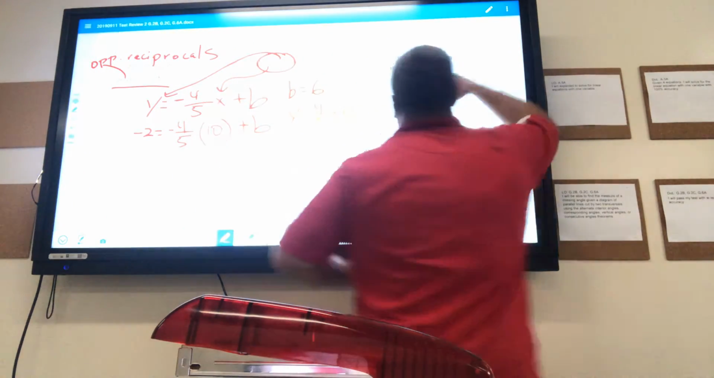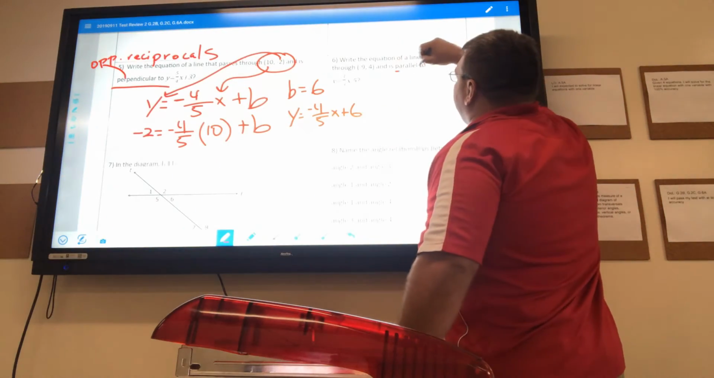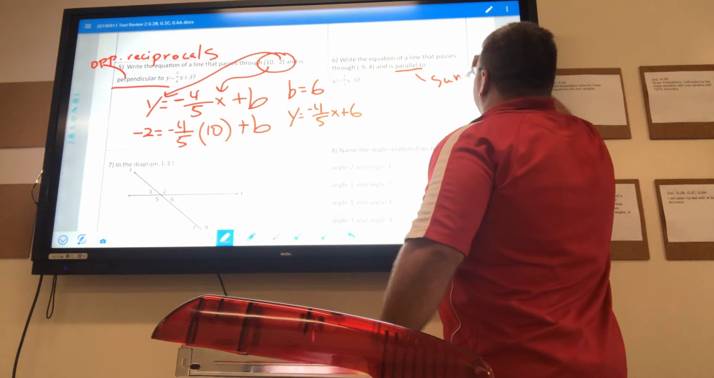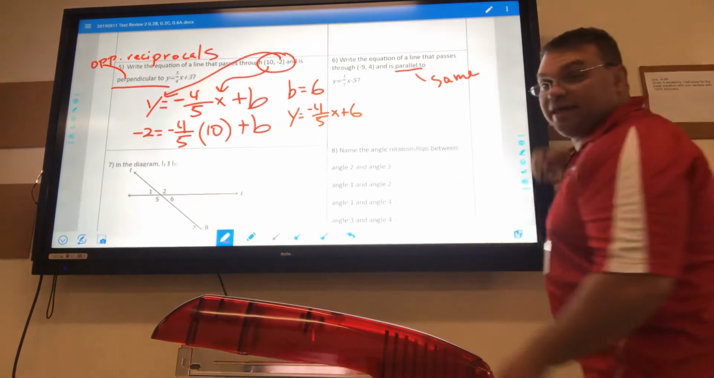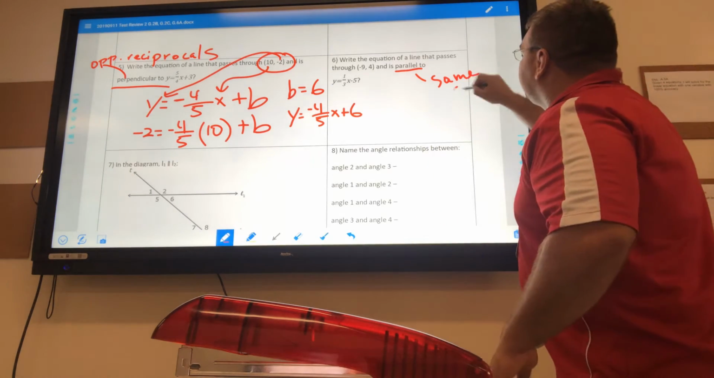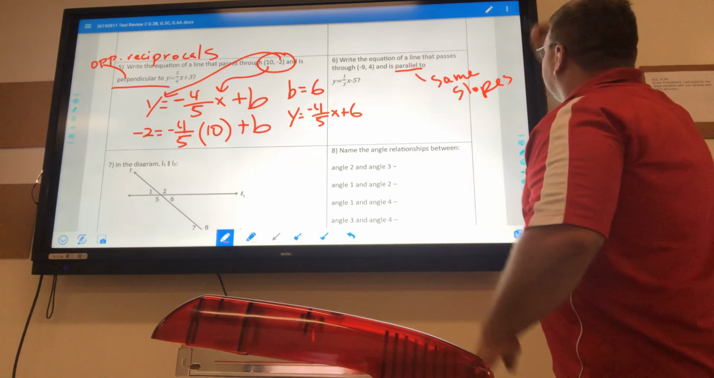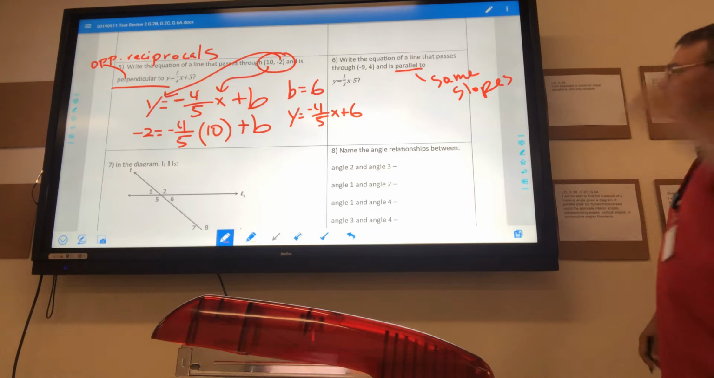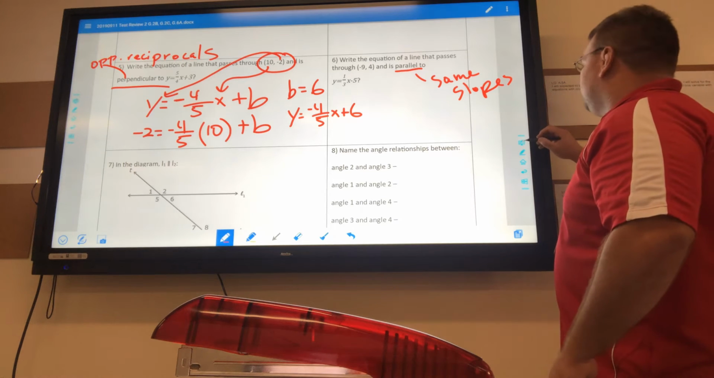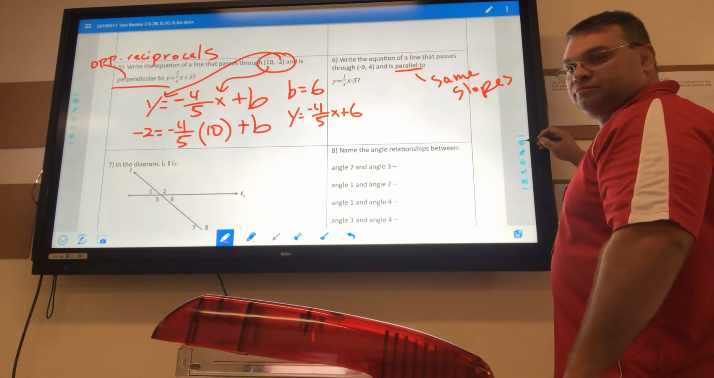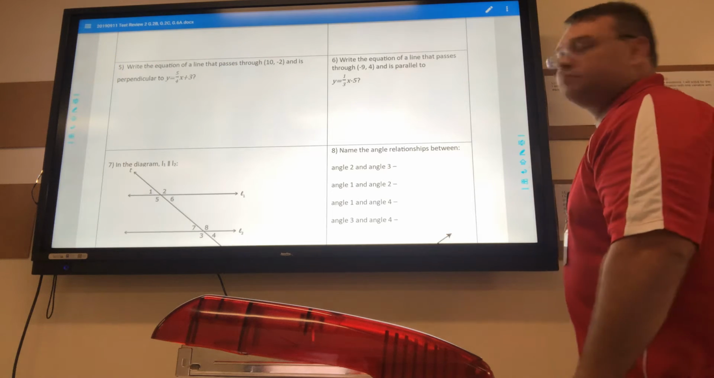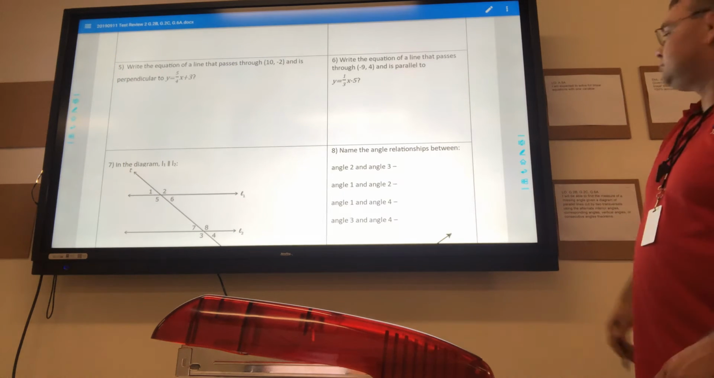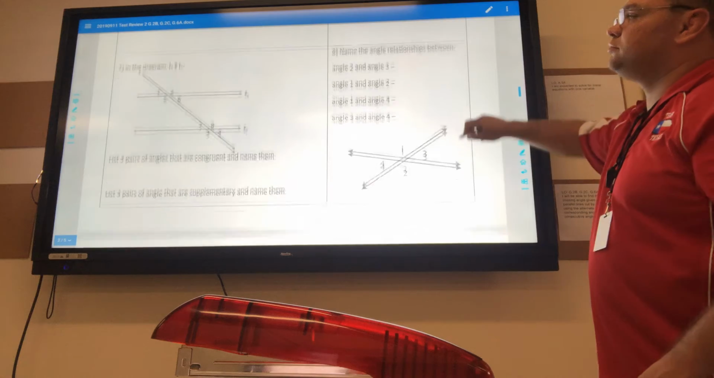I'm not going to do number 6. Number 6 is very similar, except they're parallel. So just remember, you have to start with the same exact slopes. Got it? Okay, moving on to the next one.